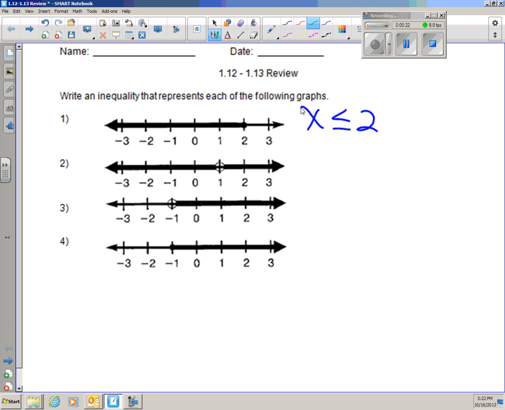The second graph has the entire graph shaded with the exception of a positive 1. So x can be anything that it wants to be. It just can't be, is not equal to 1.